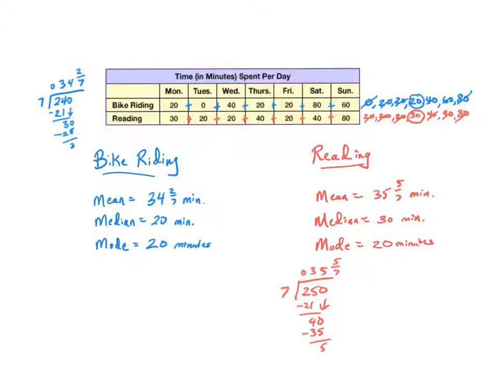On a typical day, though, the most common amount of time that we spent bike riding and reading was 20 minutes.